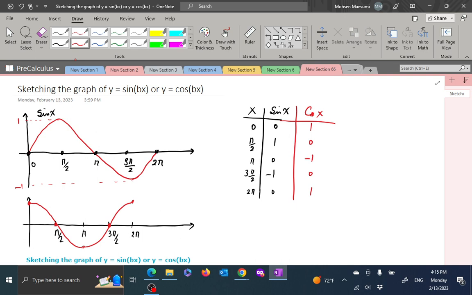The question is, what happens if x is multiplied by some number before we calculate sine or cosine? This is going to be a little bit more challenging than the previous one, and perhaps at the beginning might look a bit counterintuitive.